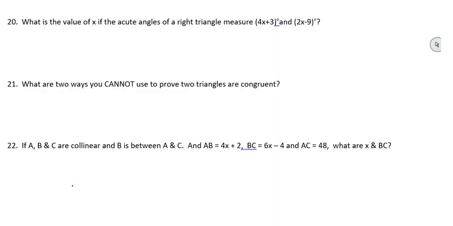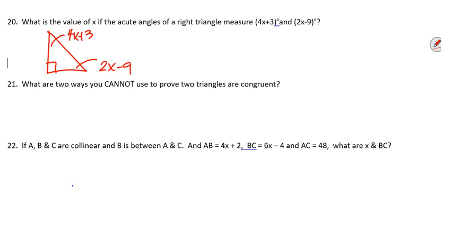So number 20 says, what is the value of x if the acute angles of a right triangle measure 4x plus 3 and 2x minus 9? Now, I want to go ahead and draw this for y'all because some of y'all will do better if you have a visual representation of this. It says it's a right triangle. I know that one angle is 4x plus 3, and I know the other angle is 2x minus 9.